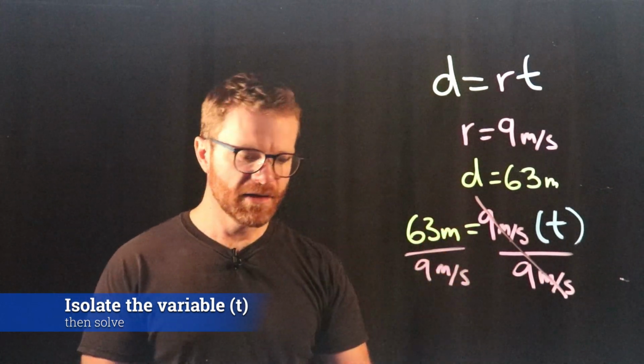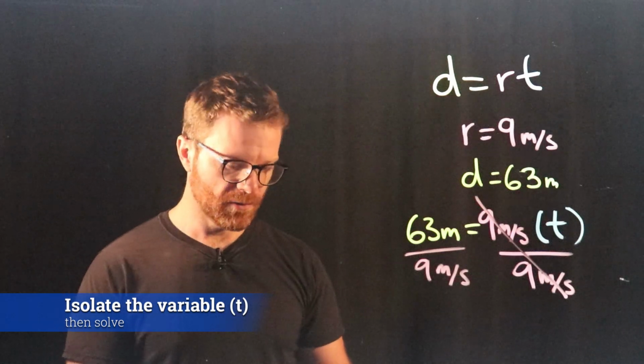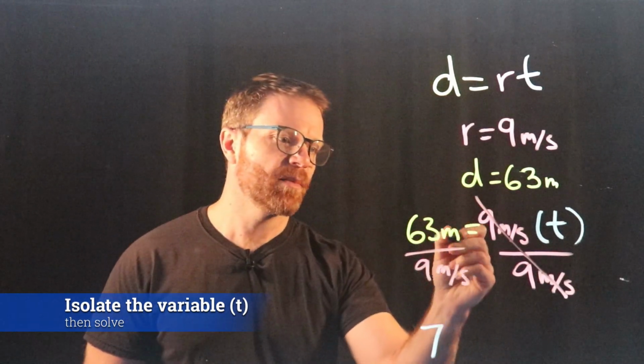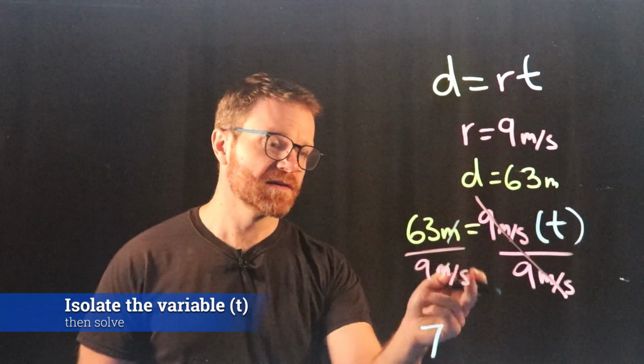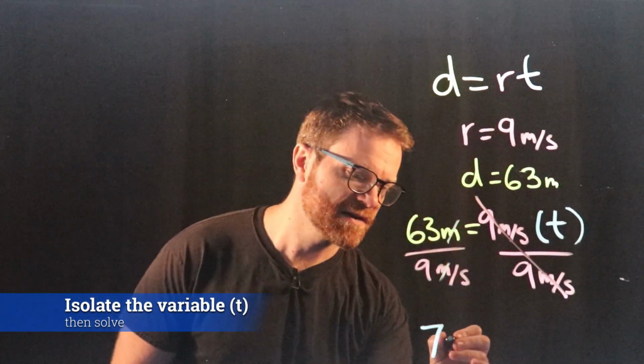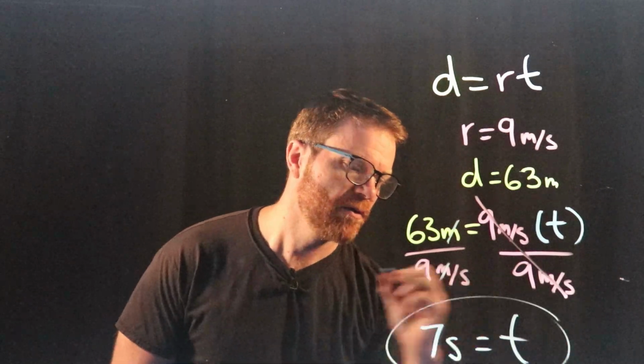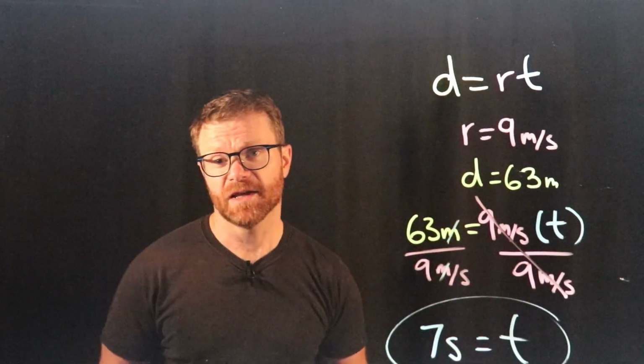And 63 divided by 9 is equal to 7. Meters divided by meters cancel each other out. Seconds is on the bottom of the bottom, flips back up to the top, and we're left with 7 seconds. So this time was 7 seconds.